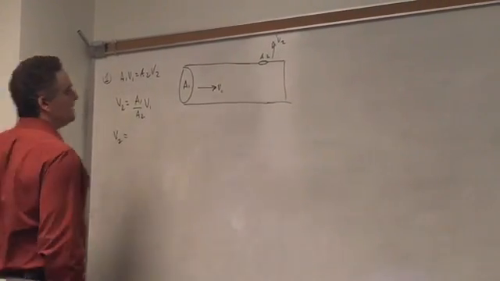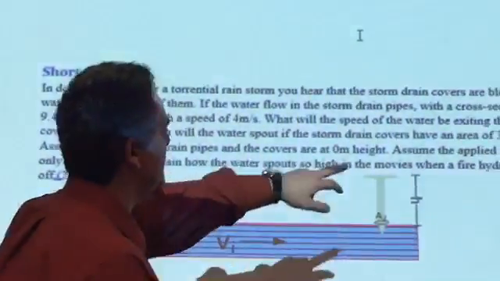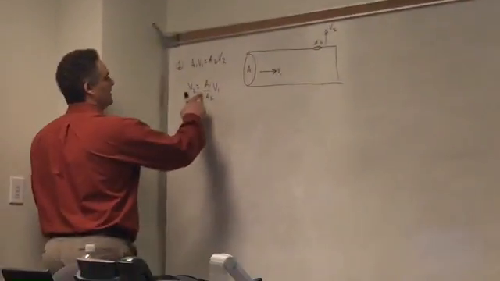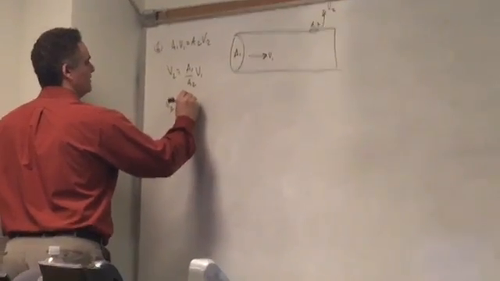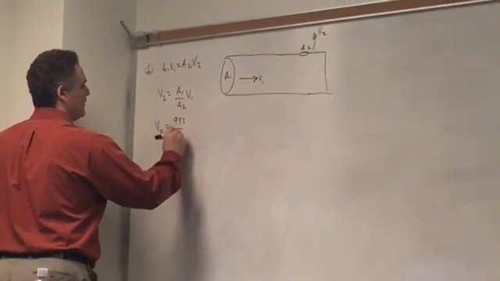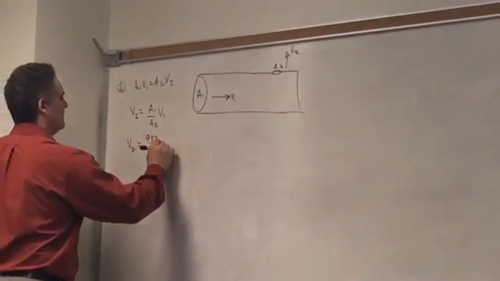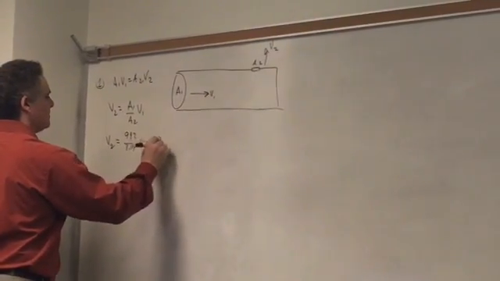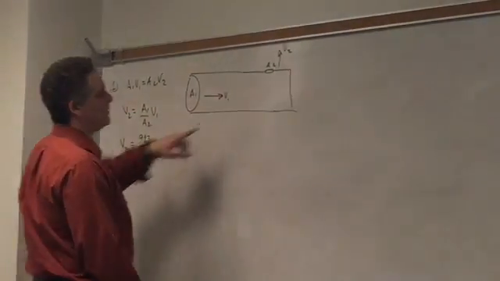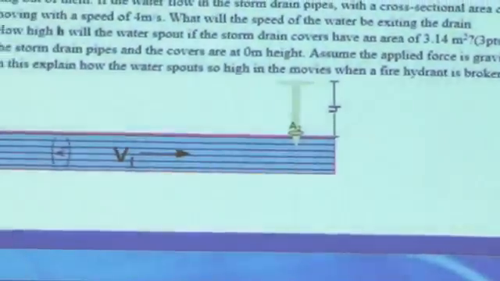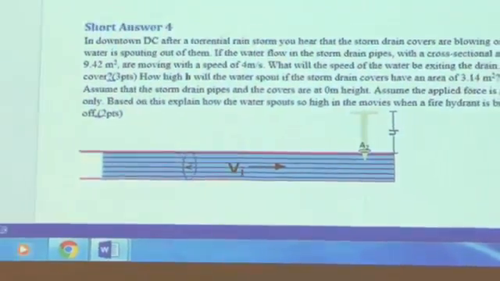So V2 is, let's see, first area, 9.42 over 3.14 times V1. V1 was 4 meters a second. Yeah? This is 12 meters per second. Okay? So it's coming out of here at 12 meters per second. So the first thing we found is that the water coming out of here is going to be 12 meters a second, right?